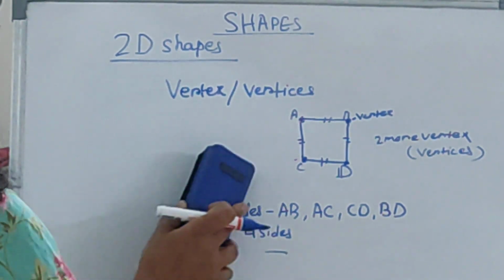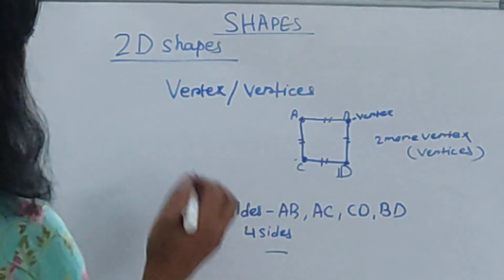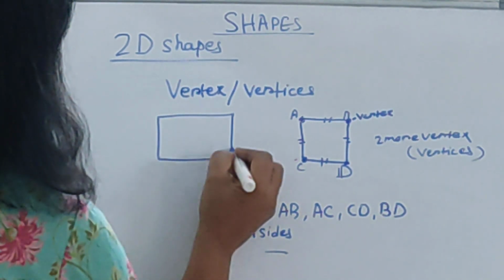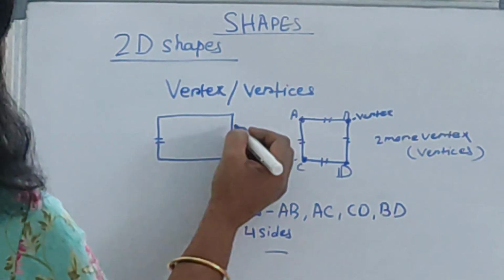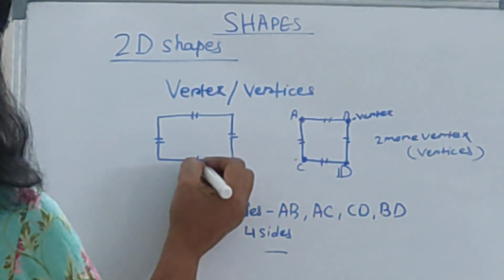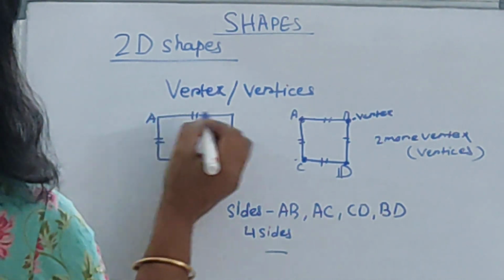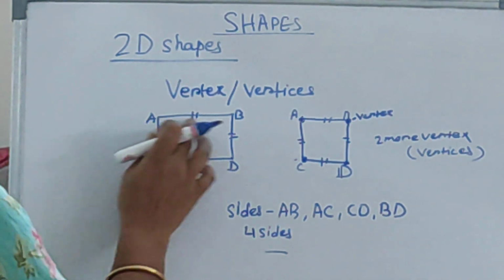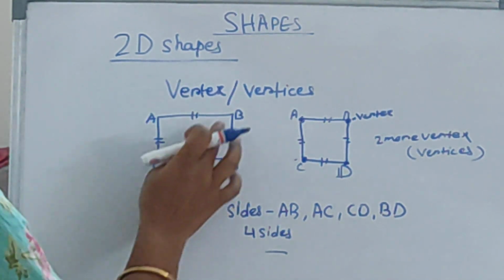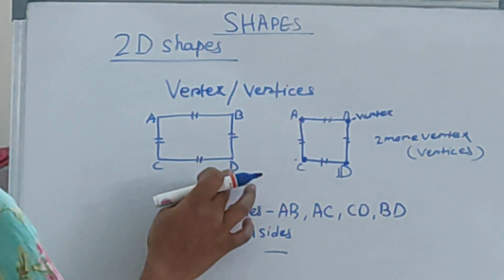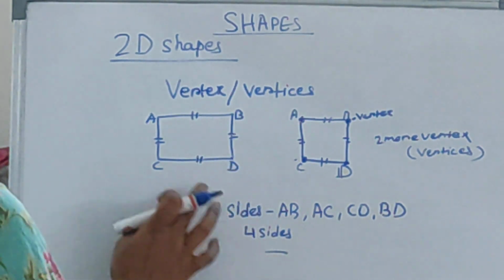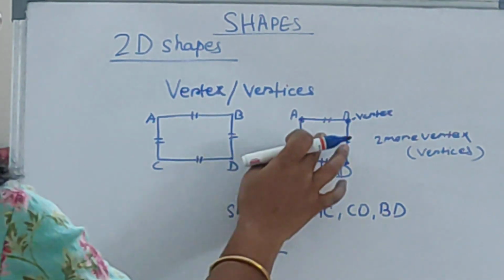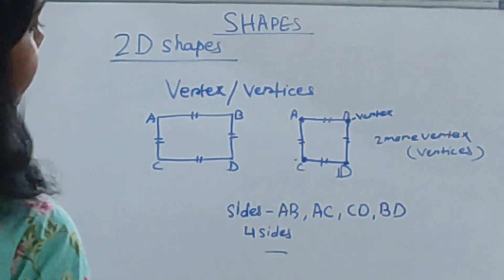In a rectangle also, how many sides are there? We will draw a rectangle and we will see how many sides there are. See, this is a rectangle. Now see, 1, 2, 3 and 4. First we will name it also A, B, C and D. So see, how many sides are there? AB, AC, CD and BD. So in a rectangle also there are four sides. In a square also there are four sides.